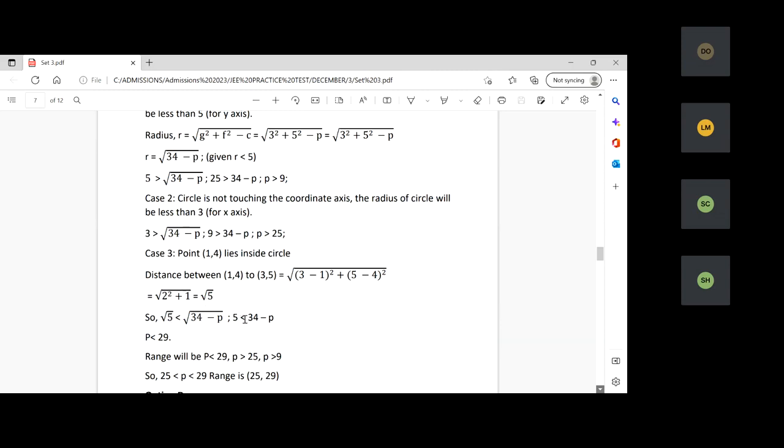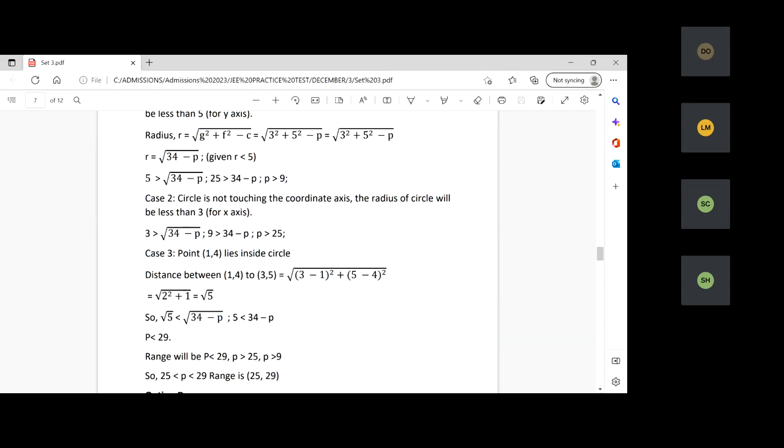So here you can have 5 is less than 34 minus p. So here 34 and 5 you'll have the value 29. So you got the values as greater than 25, and you got the values less than 29. So how will the range be? It will be from 25 to 29. It will be 25 less than p less than 29. From 25 to 29, that will be the range.